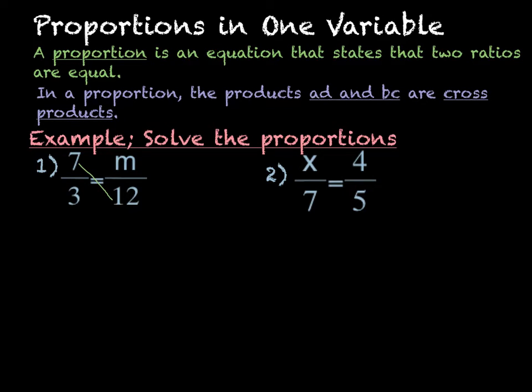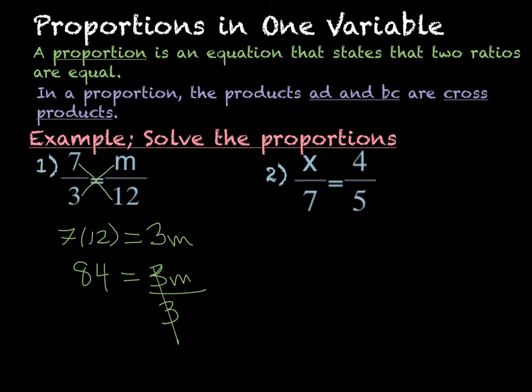7 times 12, and you set it equal to the other cross product, 3 times m. 7 times 12 is 84 equals 3 times m, and then you solve. Opposite of multiplication is division, so you divide by 3. So m equals 84 divided by 3, which is 28. So that is your final answer.